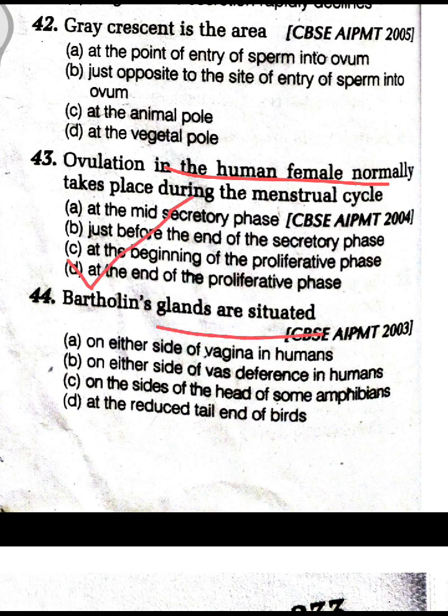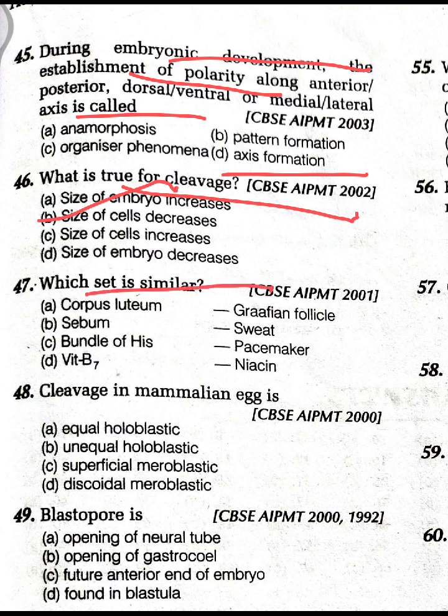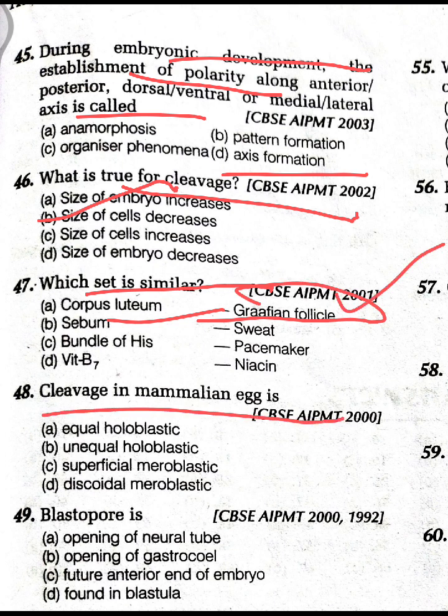Bartholin glands are situated on either side of the vagina in human. So they are found in the female reproductive system. During embryonic development, the establishment of polarity along the anterior, posterior, dorsal, ventral or medial or lateral axis is called axis formation. What is true for cleavage? The size of the cell decreases. Option number B is the correct one. Which set is similar? It is A, corpus luteum. It is formed from the Graafian follicle. Option number A is the correct one. Cleavage in mammalian egg is unequal and holoblastic. B option is the correct one.